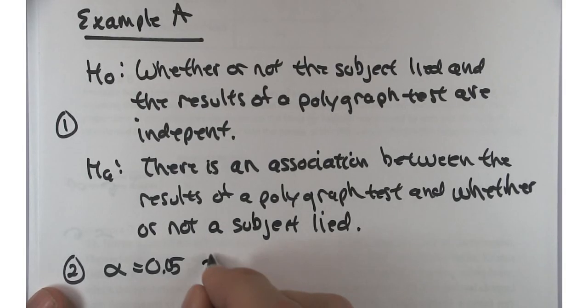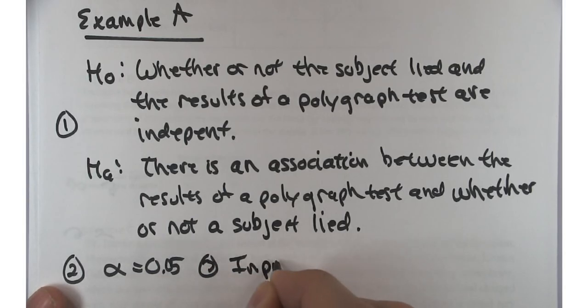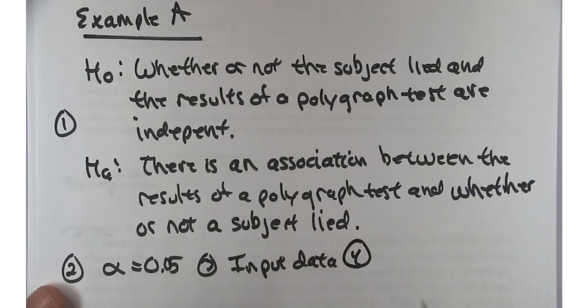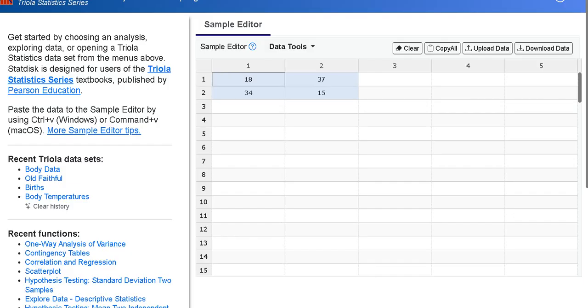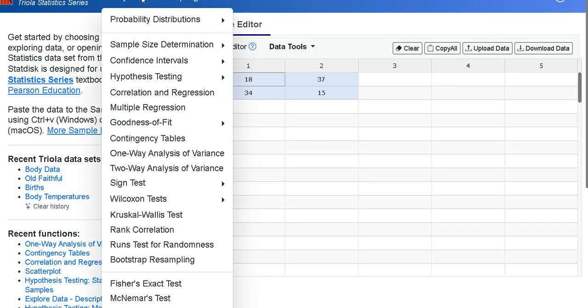So input the data. What's step 4? You need to find a p-value. Where do you think I'm going to go in StatDisk to try and find a p-value? Analysis, good. And what type of analysis we're going to do? Ah, well done. Somebody was paying attention.